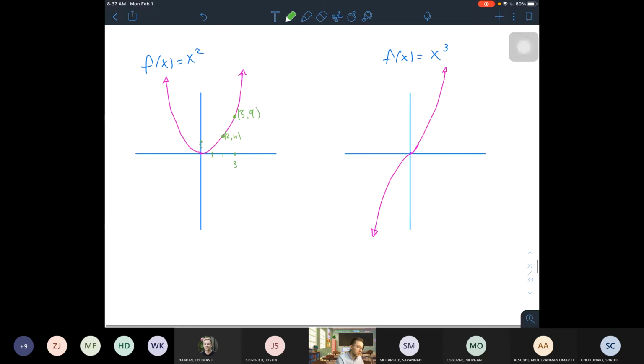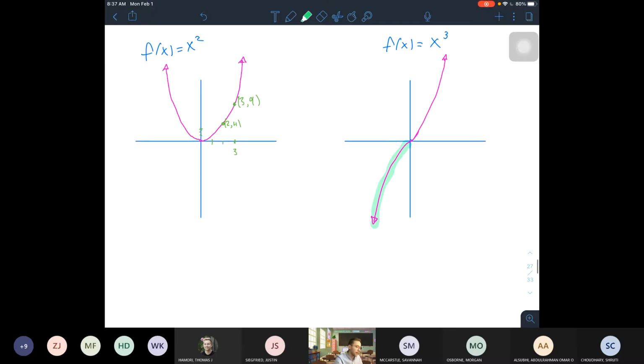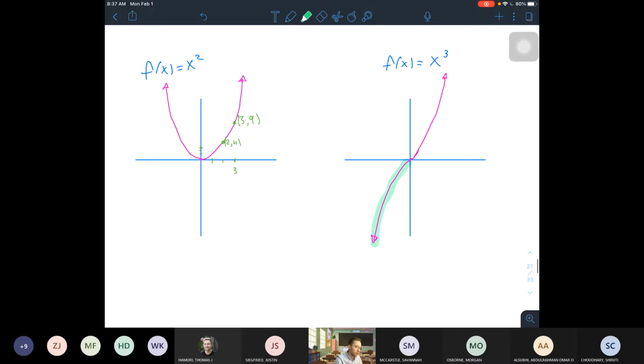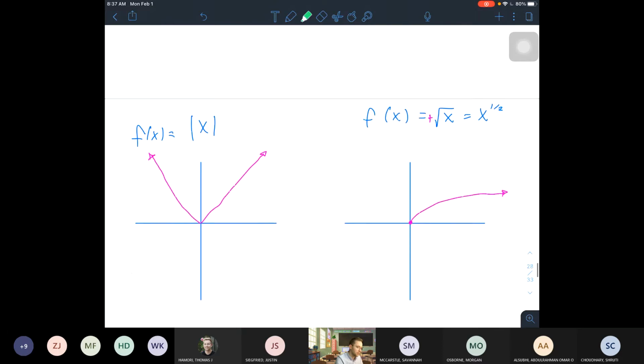And then we had x cubed, and we have to remember that if we're cubing a number, when we cube a negative number, we will get a negative number. So that's why this one goes down in this direction. On the right-hand side, it's a little bit steeper, because usually when we cube a number bigger than 1, we're going to rise faster than we are rising with x squared. So that was x cubed.